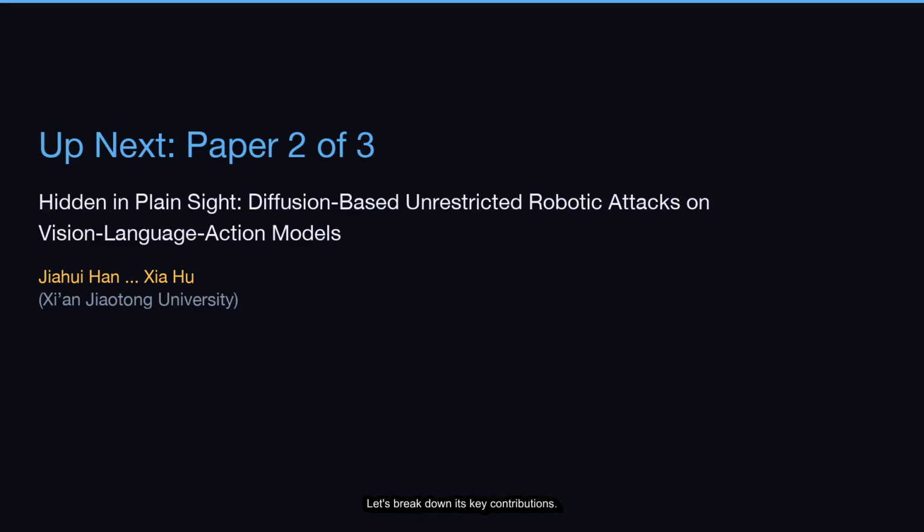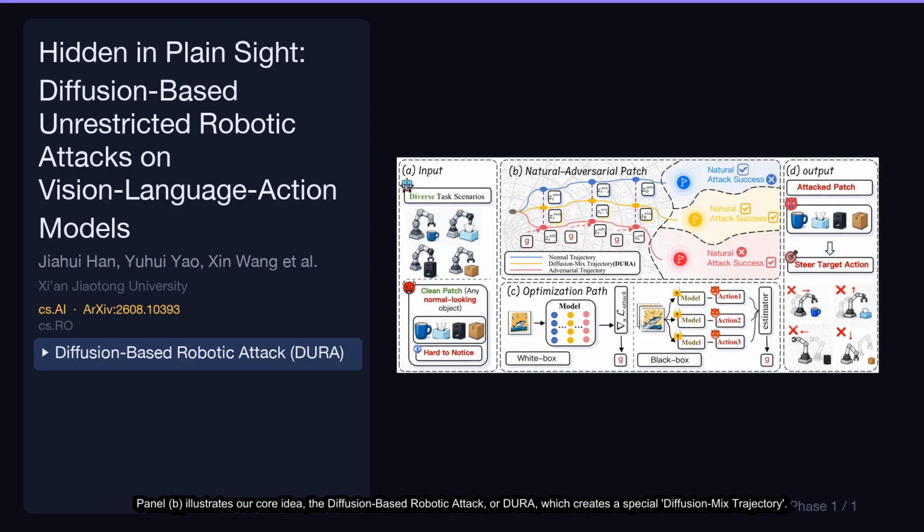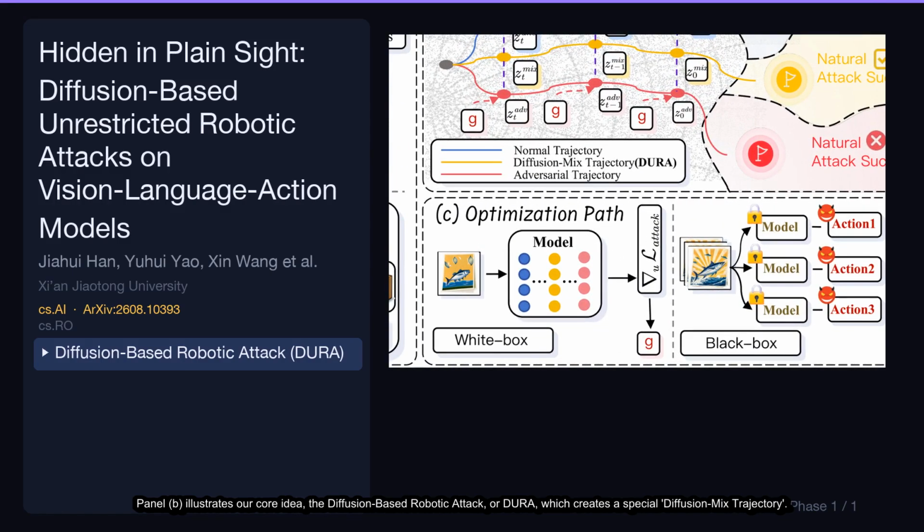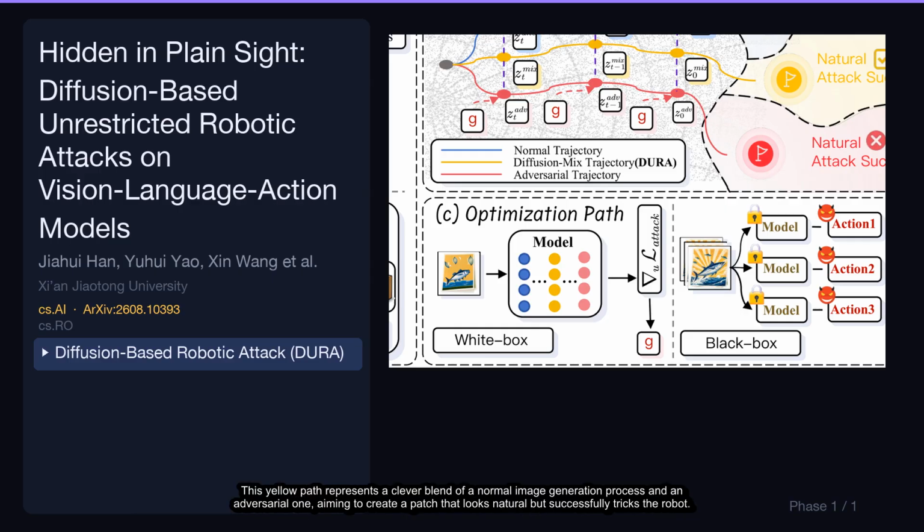Let's break down its key contributions. Panel B illustrates our core idea, the diffusion-based robotic attack, or DURA, which creates a special diffusion mix trajectory. This yellow path represents a clever blend of a normal image generation process and an adversarial one, aiming to create a patch that looks natural but successfully tricks the robot.